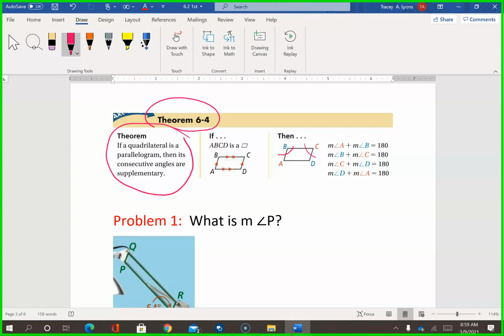So A and D, you can't skip across. You have to go next to it. So the consecutive angles to A would be D and B. Those are all consecutive, but not at the same time. So A and D are consecutive, and B and A are consecutive separately.